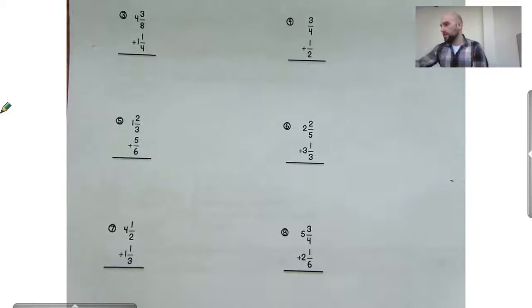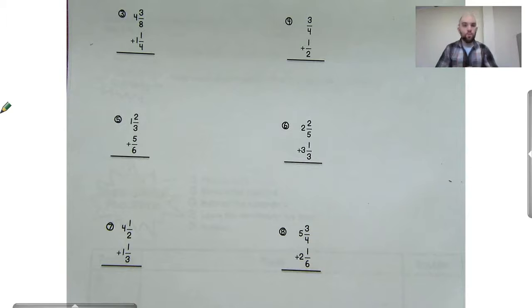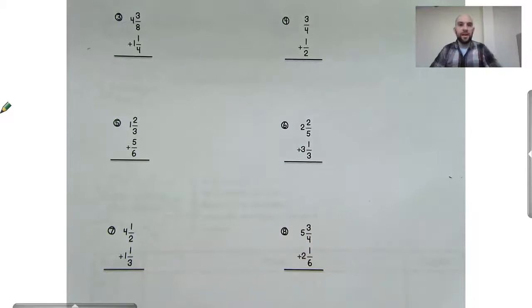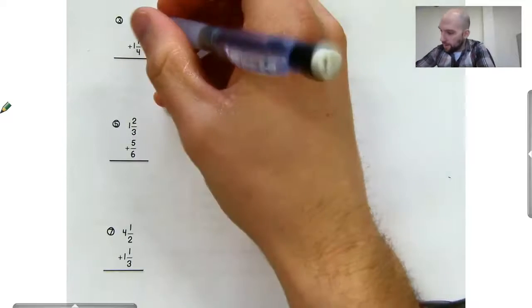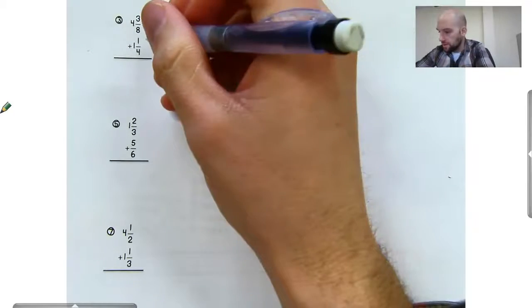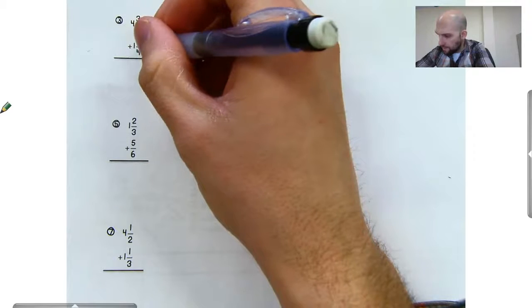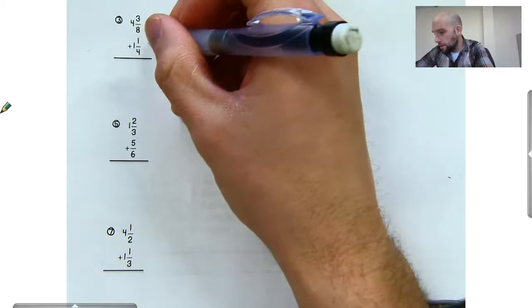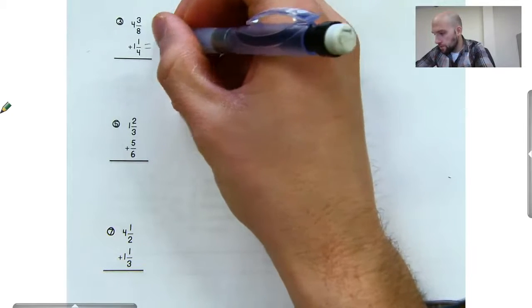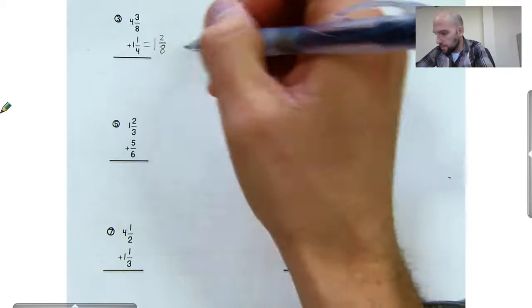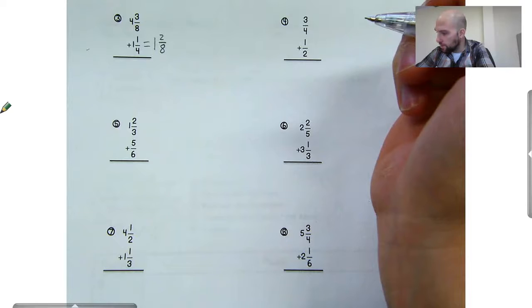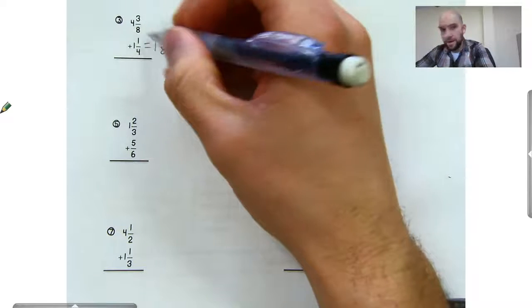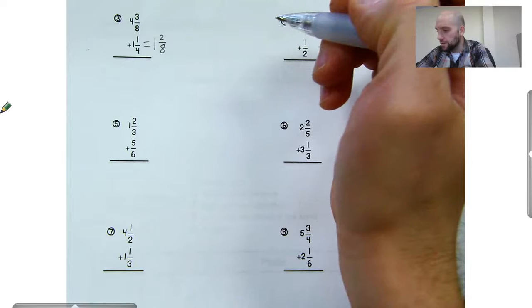Let's try just a couple more of these, and then we'll move on and try a word problem. So number 3 says 4 3/8 plus 1 1/4. So let's change our fractions so we have common denominators first. And we have 1 1/4 is going to become 1 2/8. If we double our denominator, we have to double our numerator. And that'll give us a common denominator. We'll have 8 in both of our denominators.